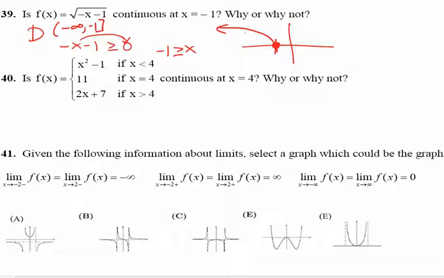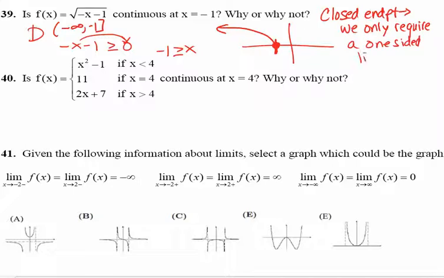So our interesting question here is that at a closed endpoint, we say that the limit does exist, because the endpoint is filled in. So remember, at a closed endpoint, that's our special case, we only require a one-sided limit. So yes, it is continuous at -1. I guess I should say our answer is yes.